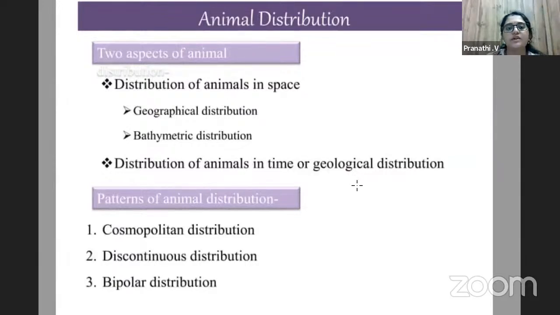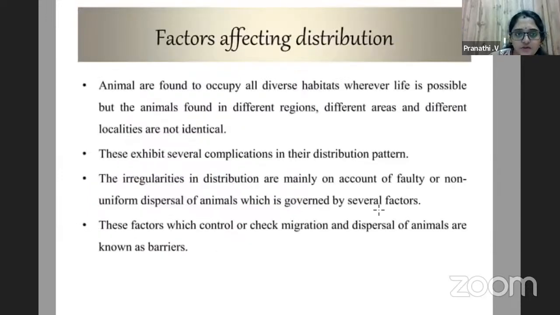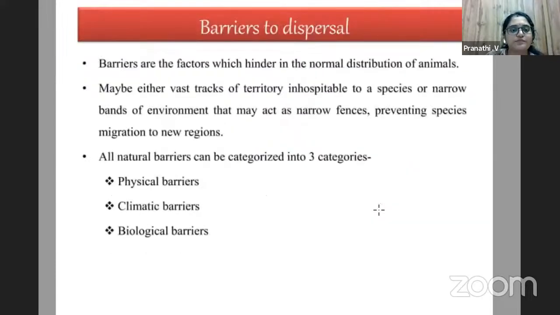And again, when it comes to the distribution of animals, we are going to see about Wallace's line and discontinuous distribution or pattern. This is basically divided into geographical distribution and bathymetric, and again based on time. So we have the cosmopolitan, discontinuous, and the bipolar distribution. Again, this is all based on the different regions and how the continental drift took place in the first place. And at the same time, how the basic animals have come to different areas altogether.